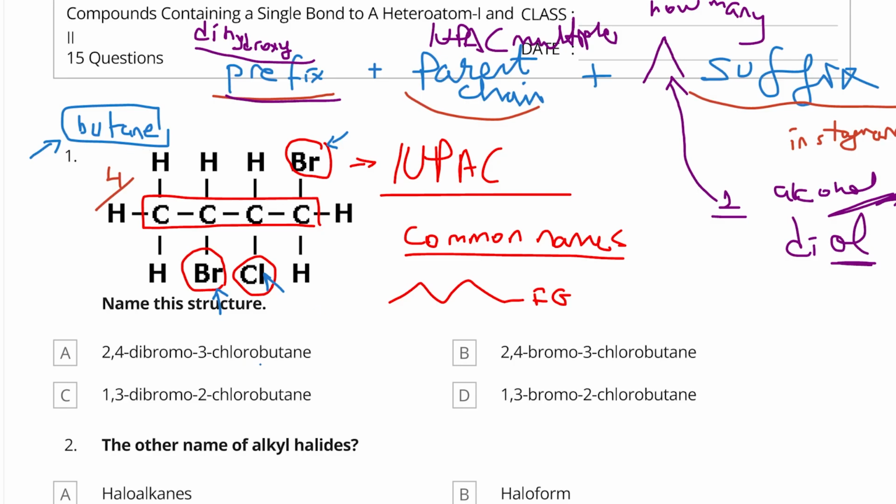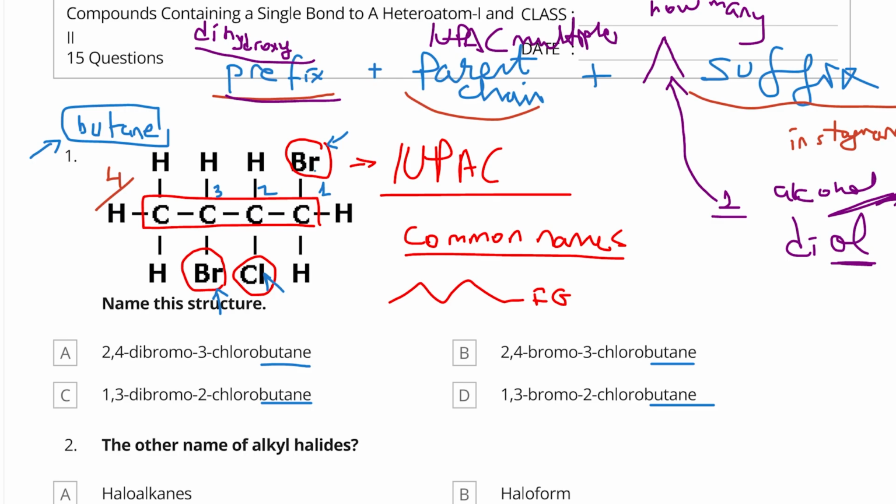So look at the options given. All include butane, so we cannot eliminate any of them. Let's continue. For the numbering of the carbon backbone, which is essential to give the positions of substituents, we will always look for the first carbon atom having the substituent or the functional group. It will be the lowest possible carbon number. Here it is very easy. This is the first, second, and third.